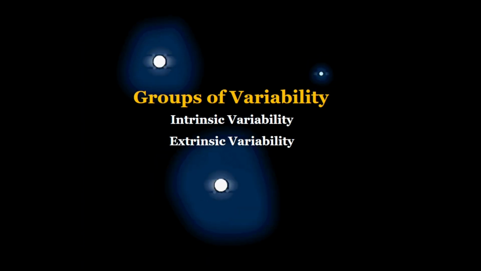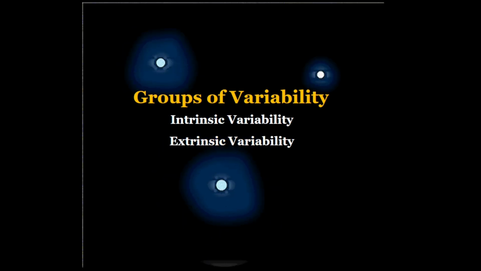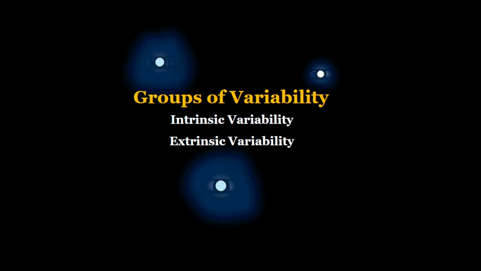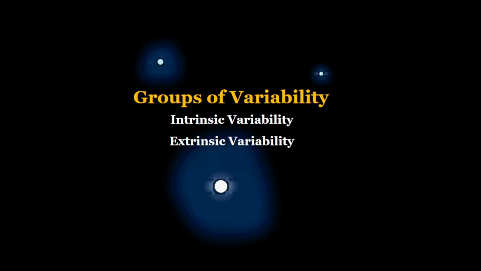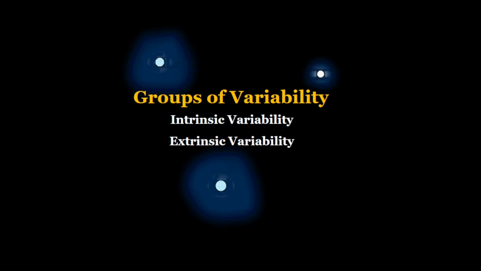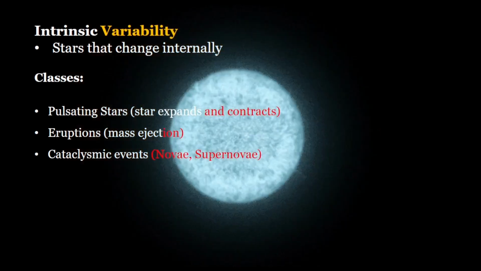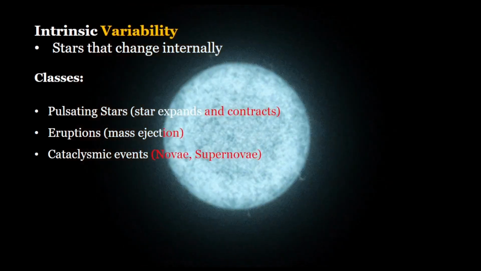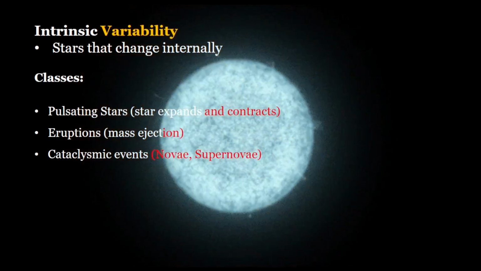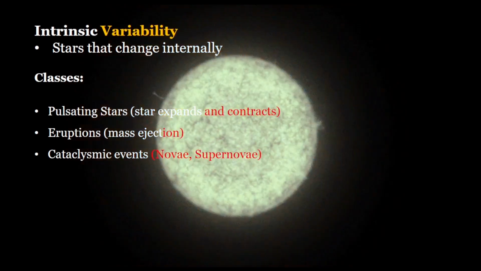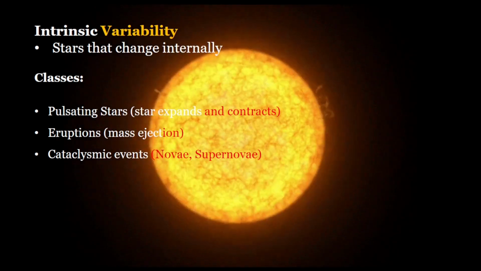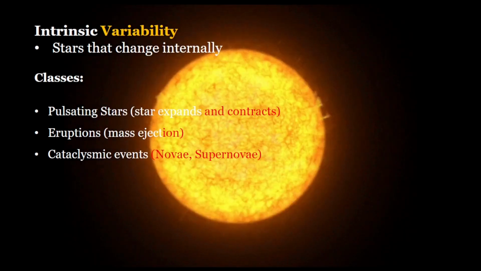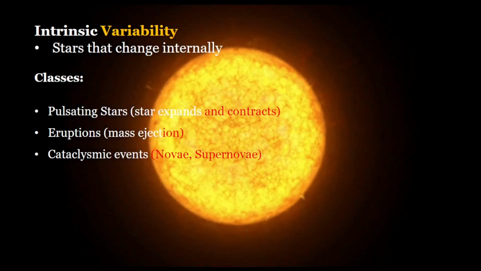Now variability is grouped into two. We have intrinsic variability and we have extrinsic variability. So what does that mean? I think we should just focus on intrinsic variability so that we can understand what it means. In intrinsic variability, stars change internally. The variability is from within the star. Now, it could be caused by many things.